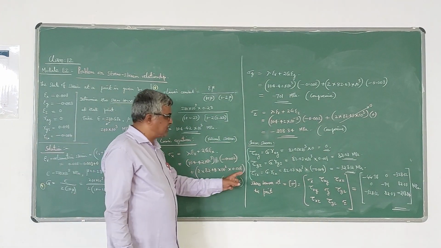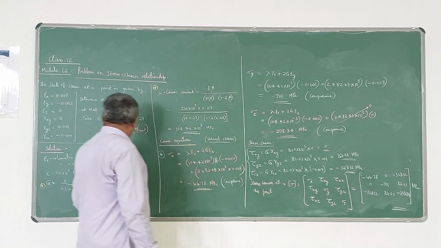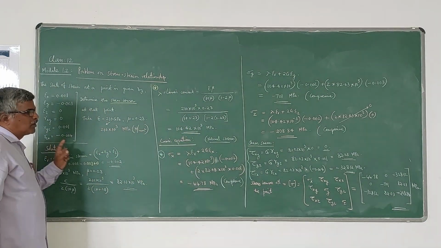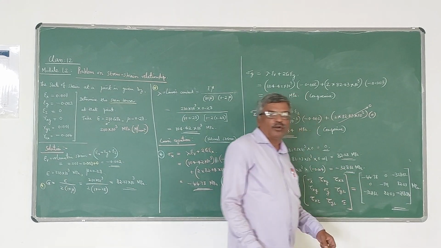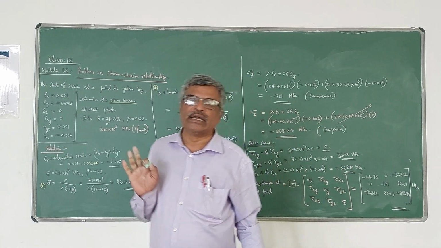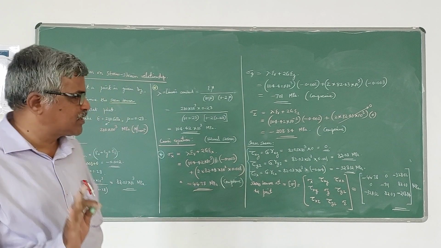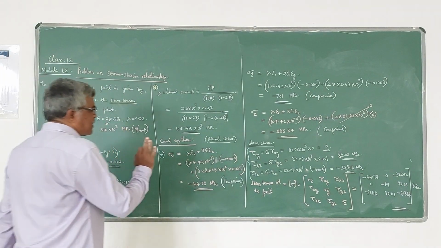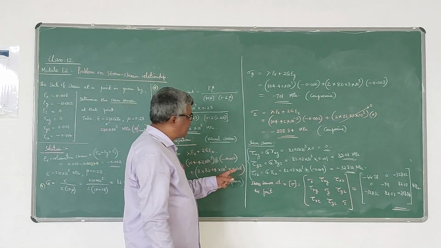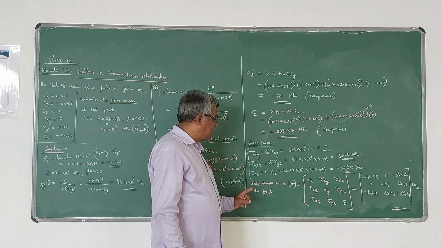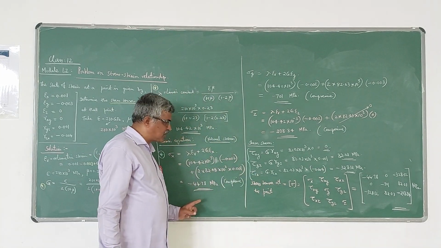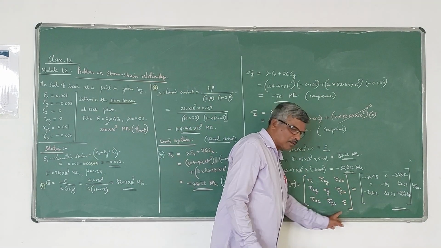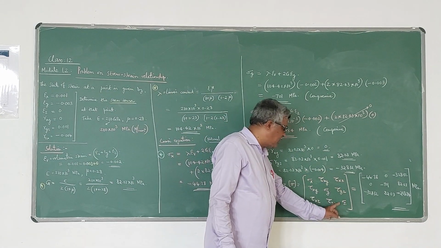And tau zx is G into gamma zx. Gamma zx is minus 0.004. If you substitute, you get minus 328.12 MPa. Now you have got all the six stress components: three normal stress components, sigma x, sigma y, sigma z, and three shear stress components, tau xy, tau yz, tau zx. And if you want to write the stress tensor, this is the stress tensor, as you know. So write down the stress tensor sigma at that point.